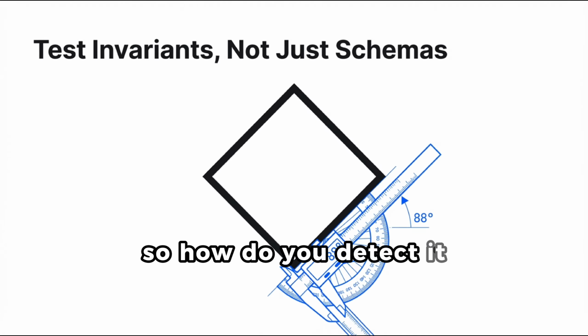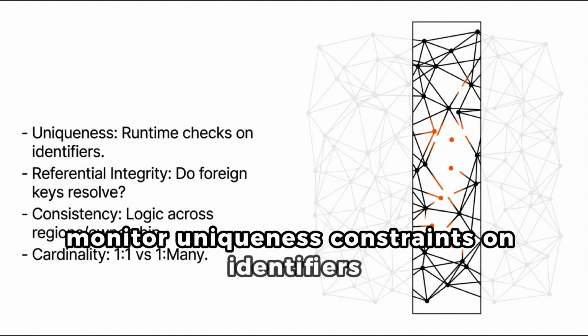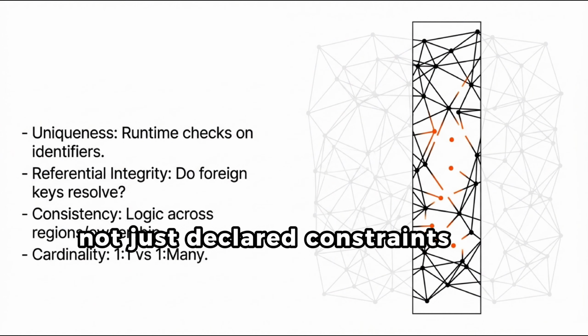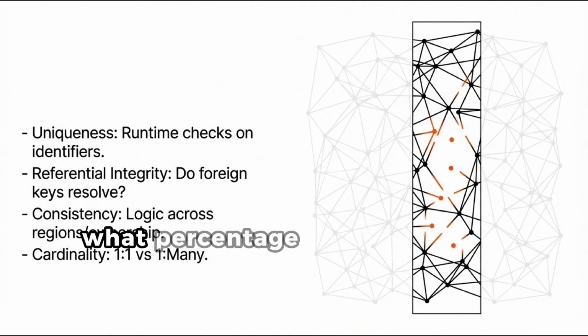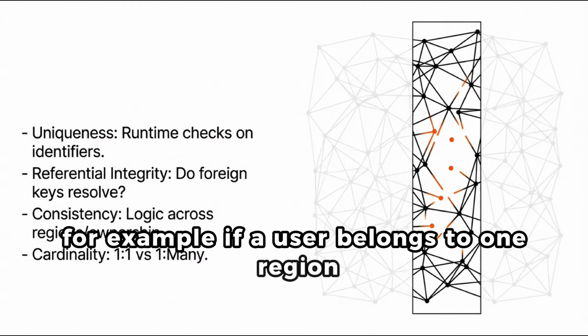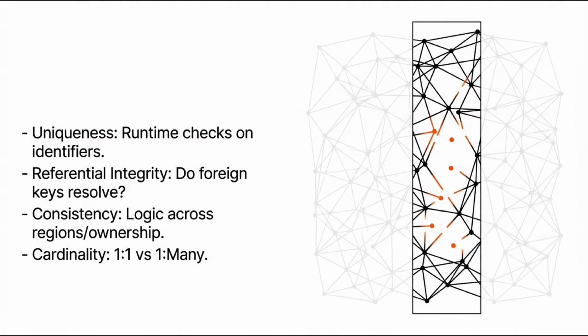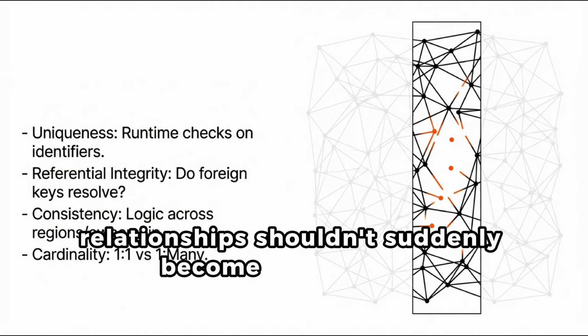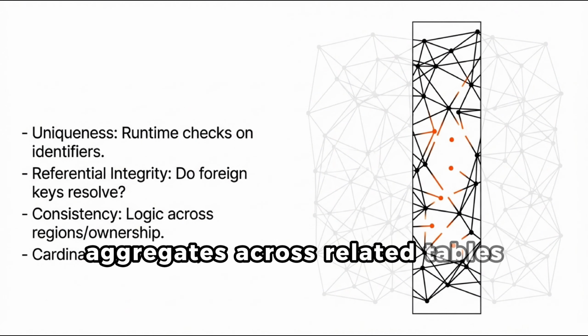So how do you detect it? You don't rely on surface-level schema checks. You test invariants. Monitor uniqueness constraints on identifiers, not just declared constraints, but actual runtime checks. Measure referential integrity. What percentage of foreign keys actually resolve? Track relationship consistency. For example, if a user belongs to one region, ensure their orders don't belong to another. Verify cardinality expectations. One-to-one relationships shouldn't suddenly become one-to-many. And run reconciliation jobs that compare aggregates across related tables.